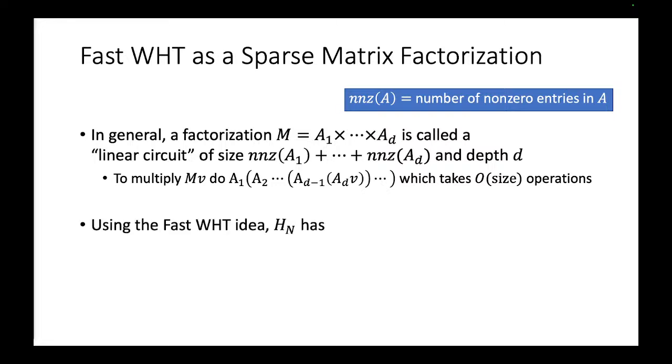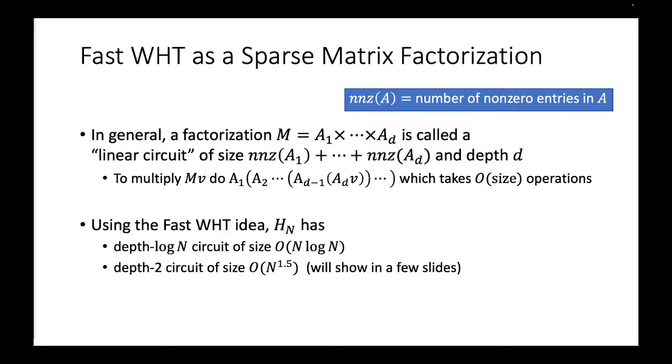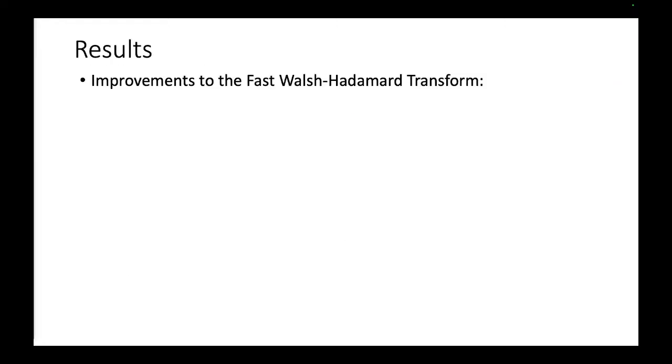And using this idea I just showed you, we saw that the Walsh-Hadamard transform has a depth log n circuit of size n log n. You can also, I'll show you more details in a second, make this a lower depth circuit. So for example, you get a depth 2 circuit of size n to the 1.5 using the same idea. Okay, so this is like the basics about the Walsh-Hadamard transform. And what I want to tell you about today is mainly 2 different improvements to this simple recursive idea.